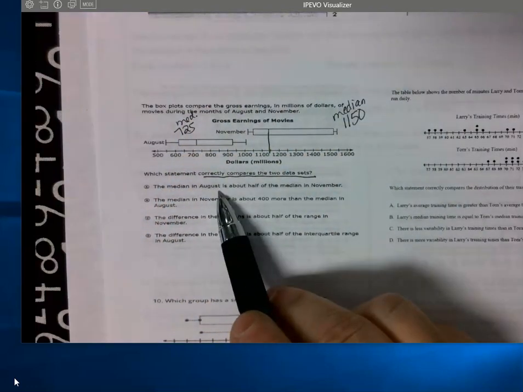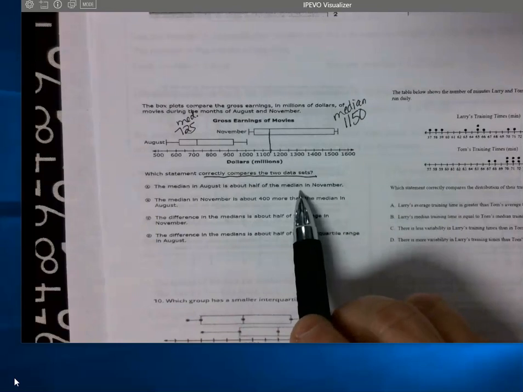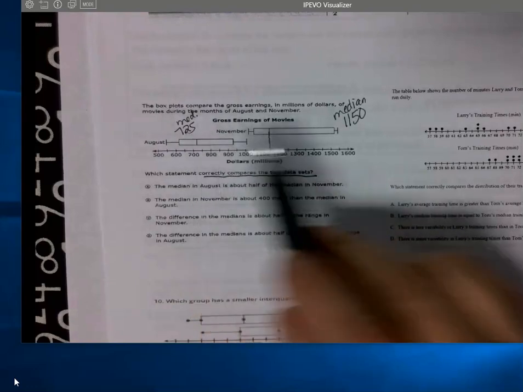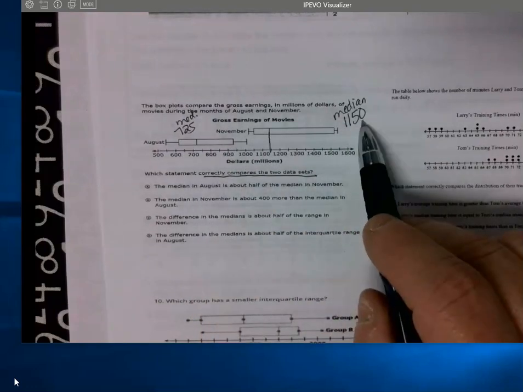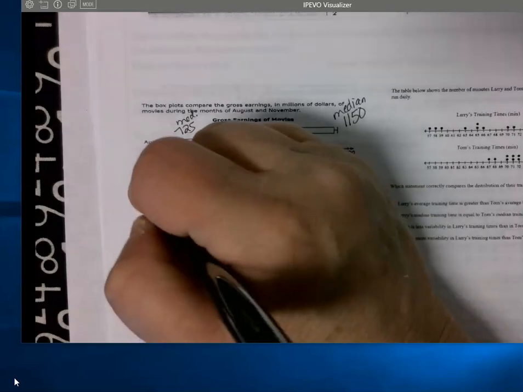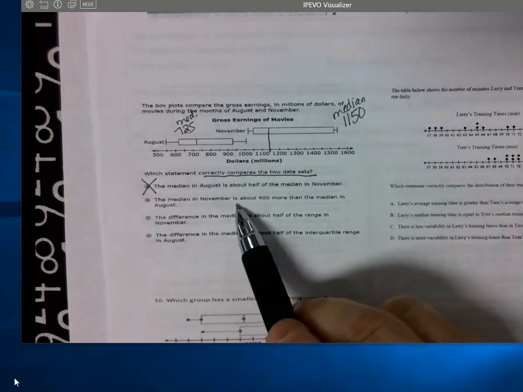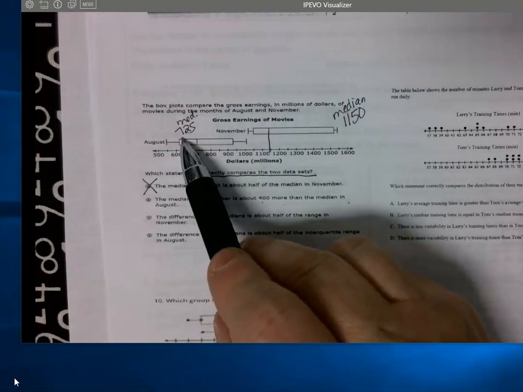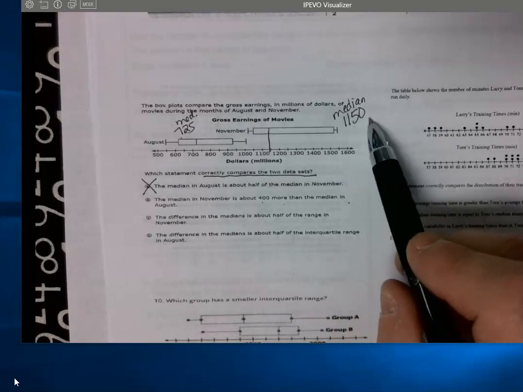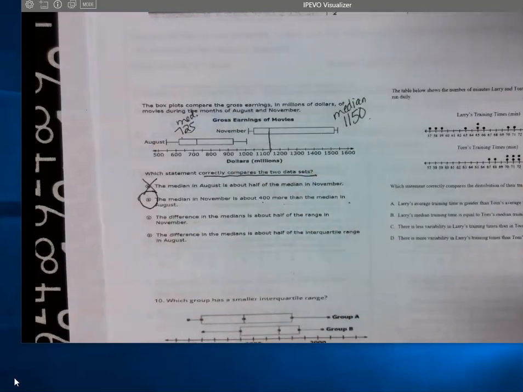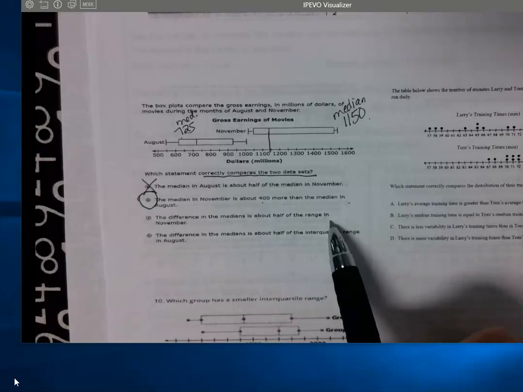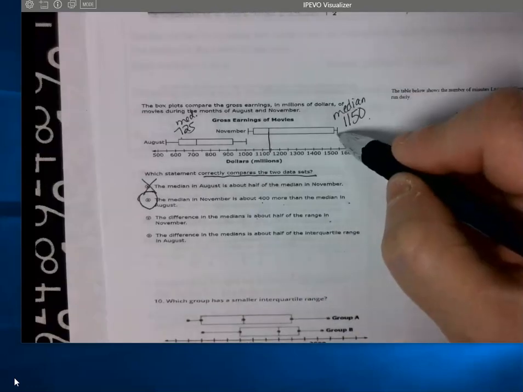The median in August is about half of the median in November. Well, has this doubled 725? No, that doesn't work. The median in November is about 400 more than the median in August. Well, 725 plus 400, that's pretty accurate, friends. So that is going to be my correct answer. The difference in the medians is about half of the range in November. Let's just check it to be sure.